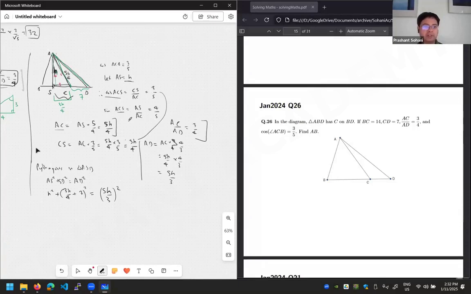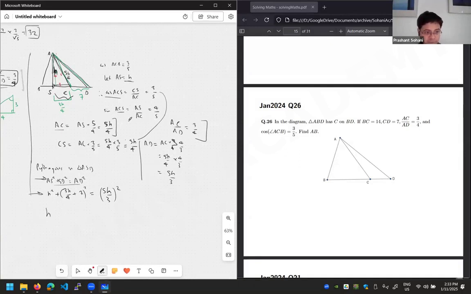Finally we get the equation AS square plus SD square is equal to AD square. If we substitute all the expressions which are in terms of h, we get this overall expression. I hope everything up to this point is clear. Any doubts about how we got to this equation or any other questions? Now we just have to solve this equation.